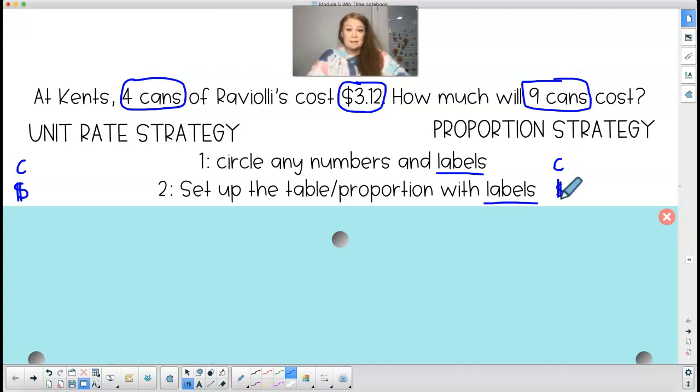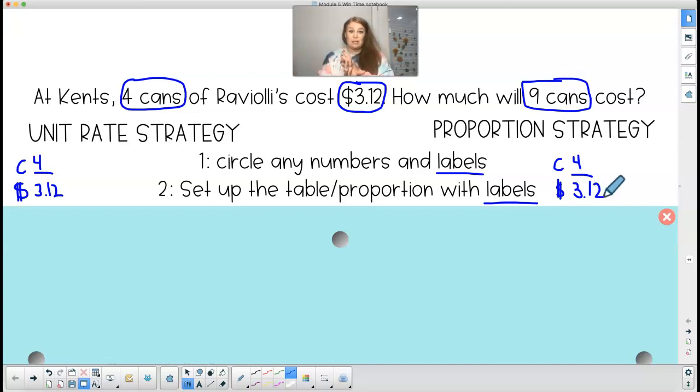And then I'm going to ask myself, how many cans? Well, 4 cans cost how much? $3.12. And then over here, I'm asking myself that same thing. 4 cans cost $3.12. So far we've done exactly the same thing to get ready for both kinds of problems.